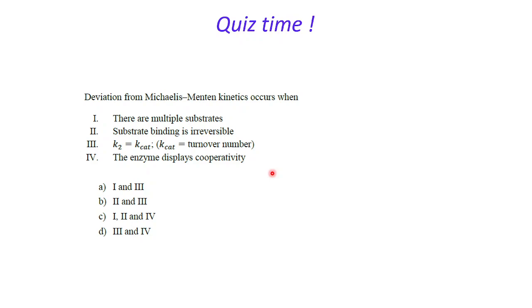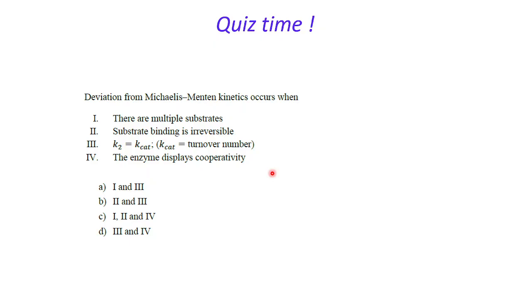So Michaelis-Menten is basically based on a single substrate. Enzymes with multiple substrates will have more complex reactions. Then the substrate binding is irreversible. The model basically assumes a reversible reaction, and the breakdown of ES to the enzyme and the product is a rate limiting step. So irreversible binding would violate this particular assumption.